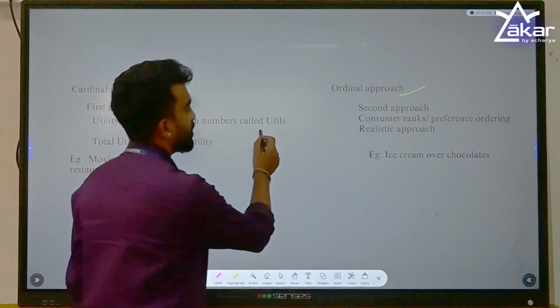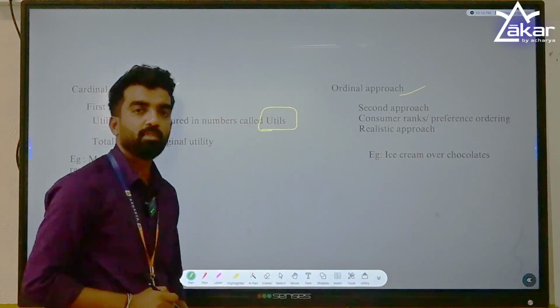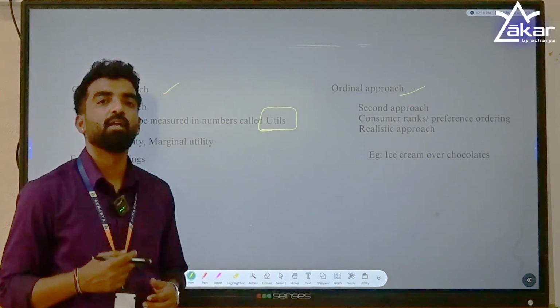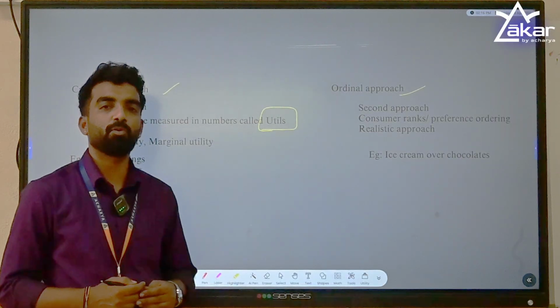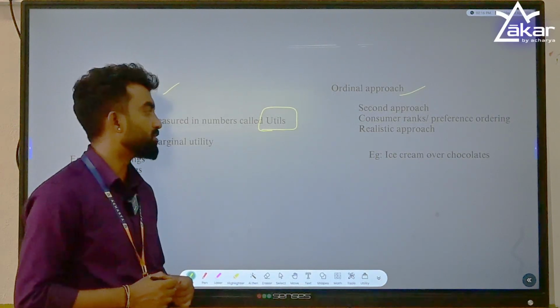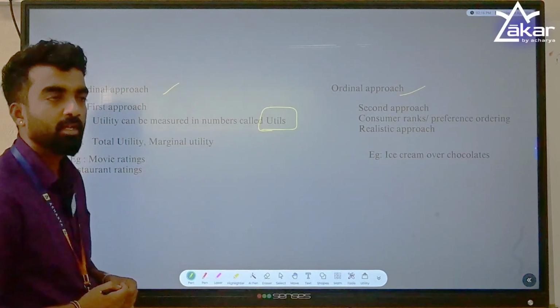It is called utils. They gave it a name, utils. Utils means expressing your satisfaction in terms of numbers. So how do you do that? How can you express satisfaction in terms of numbers or in numerical values?